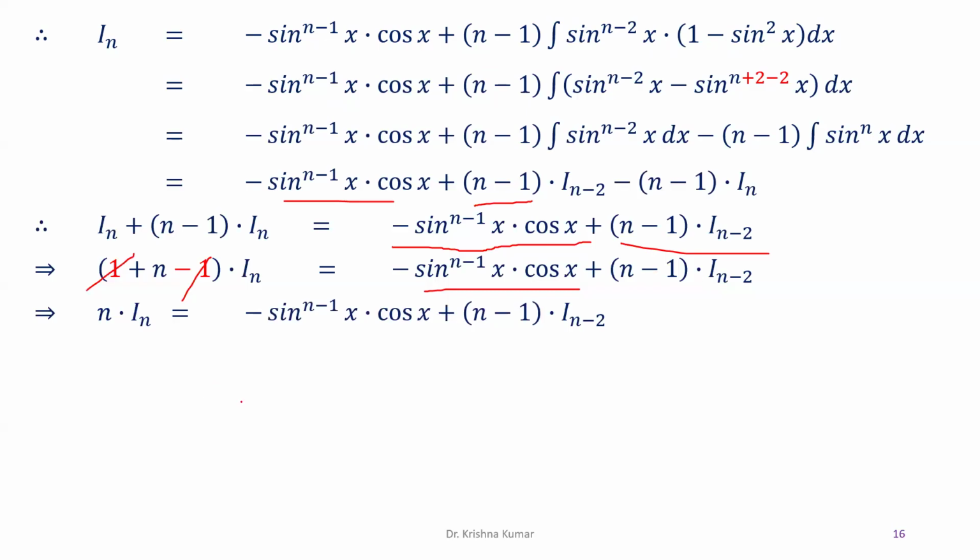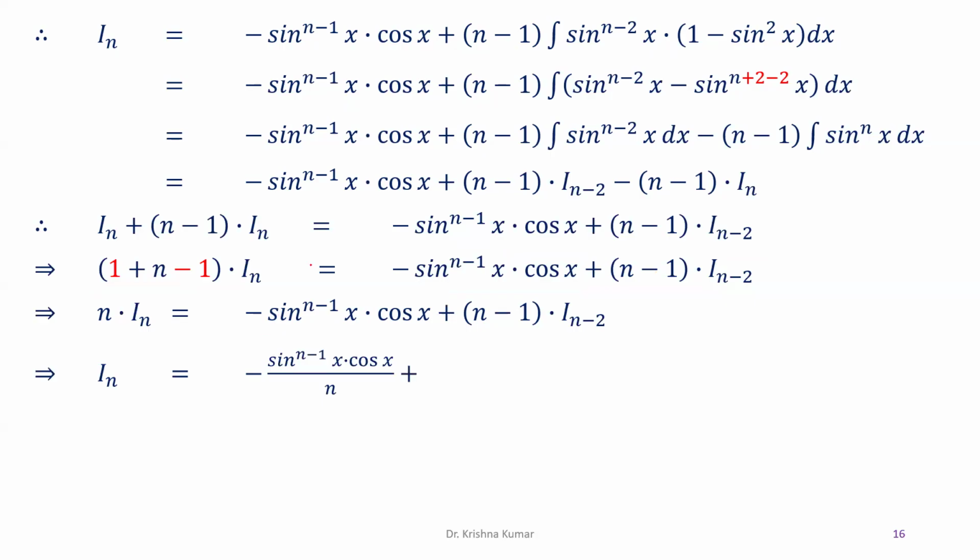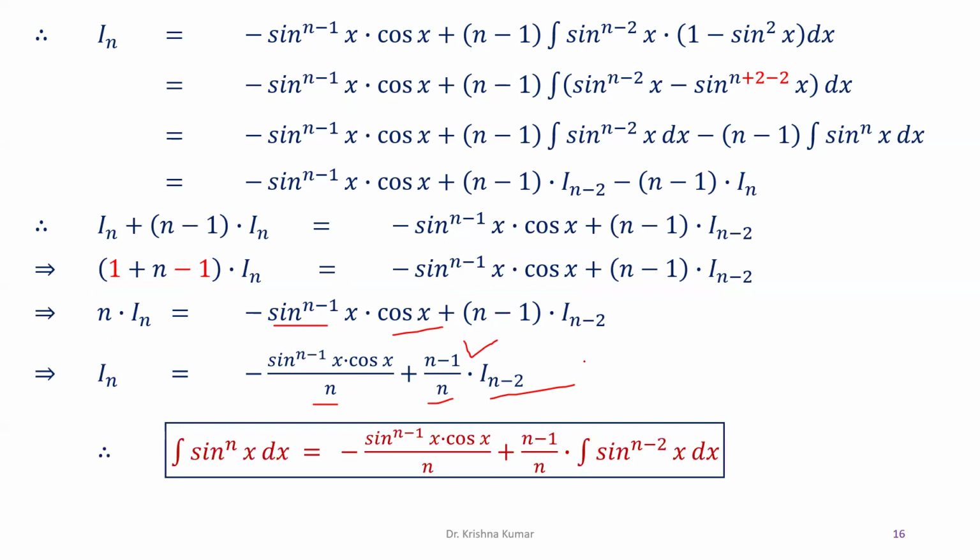Now let us divide the whole equation by n so that the n will come to the right hand side. Therefore I_n is equal to minus sine to the power n minus 1 x into cos x divided by n, plus (n minus 1) upon n into I_(n minus 2). Therefore, the reduction formula of the integral of sine to the power n x dx is equal to minus sine to the power n minus 1 x into cos x divided by n, plus (n minus 1) upon n times the integration of sine to the power n minus 2 x dx.